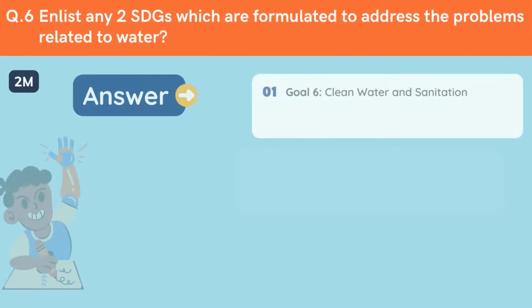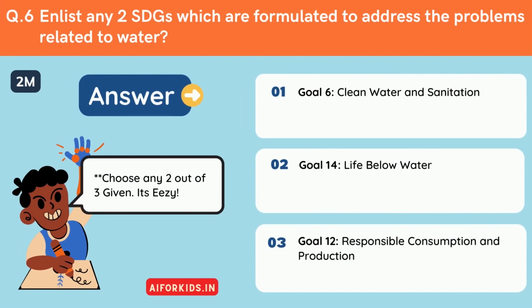Okay, let's see question number 6. Enlist any 2 SDGs which are formulated to address the problems related to water. So we all know about SDGs, right? There are 17 SDGs. Out of these 17 SDGs, this question is saying we need to mention any 2 SDGs which address the problem related to water. I have written 3 SDGs here, and you can choose any 2 out of the 3, as Chintu says. So let's see one by one.